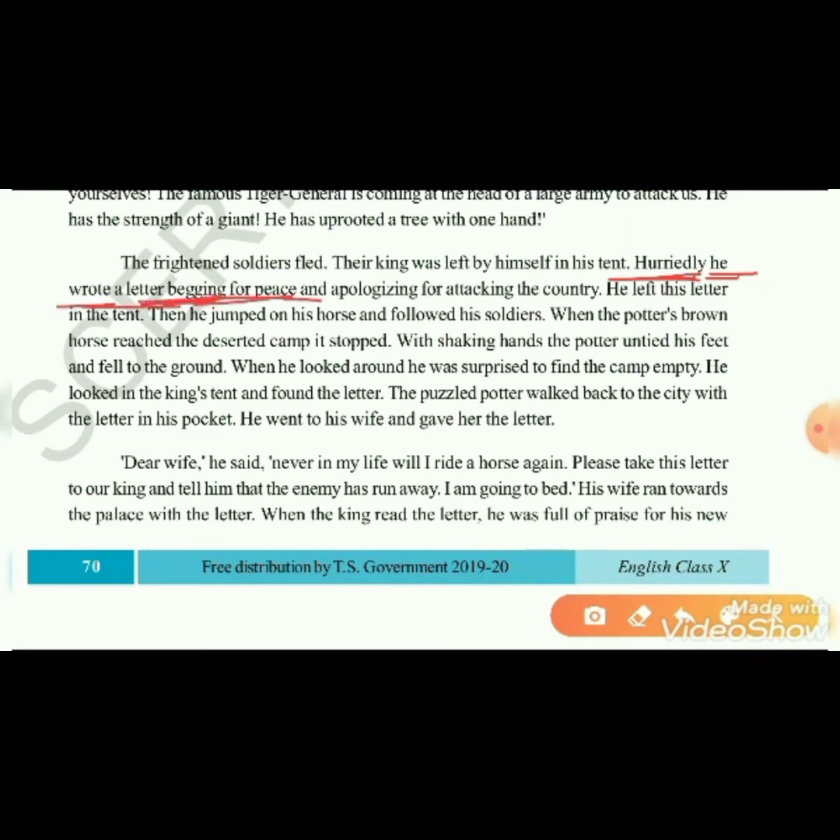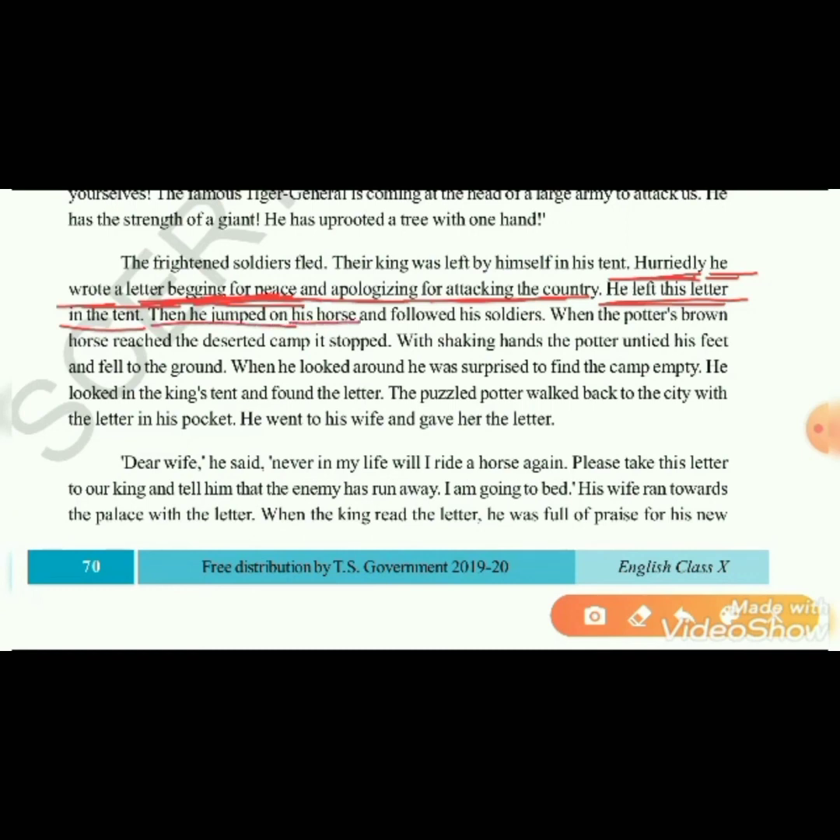He wrote the letter and left it in his tent. Then he jumped on his horse and followed his soldiers. Even the king jumped on his horse and galloped away along with his soldiers. But only one thing was left in the tent, and that was the letter.